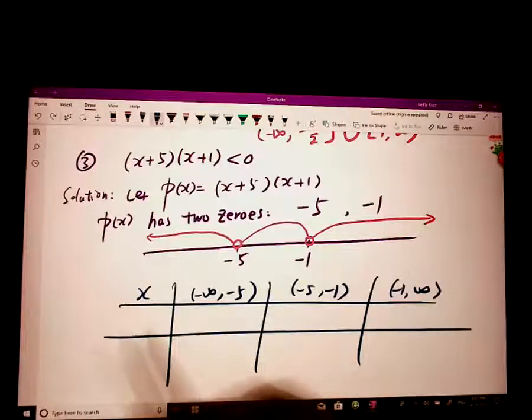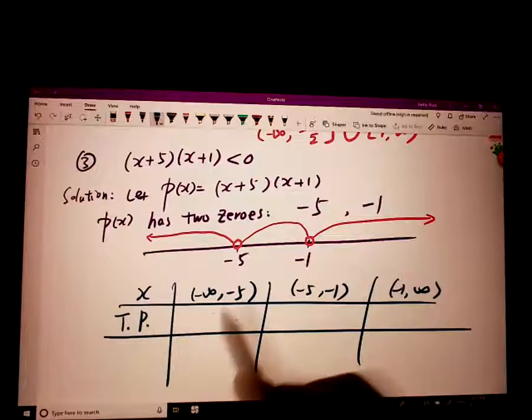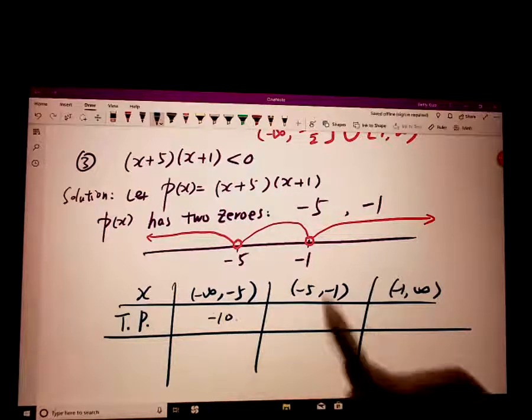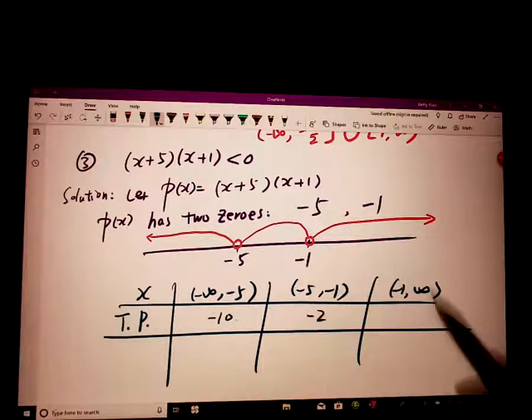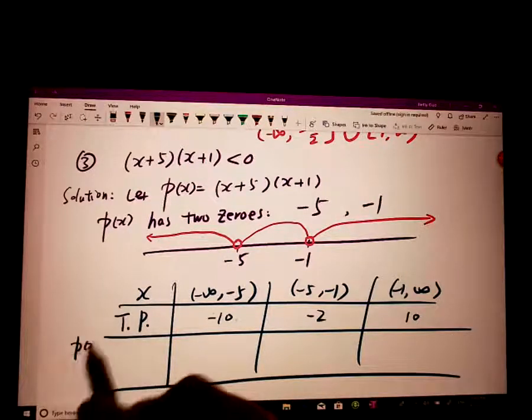Row 2, testing points, right? Convenient whole numbers or integers. Here, maybe I try -10. Here, I choose, how about -2? This one, +10. Any number inside the intervals could be the representative, but you want a number which is very convenient. Okay, row 3, P of x.